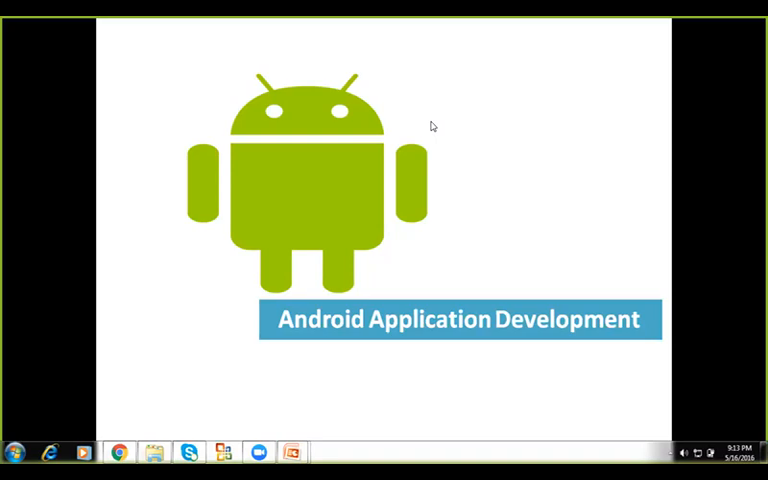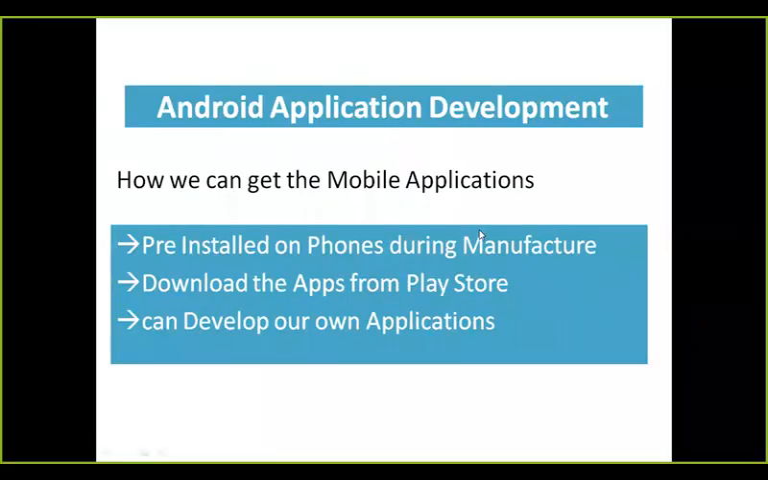The first way is when we purchase a new Android mobile, there itself in the mobile we have pre-installed applications, installed on phones during manufacture. At manufacturing time, Google maintains inbuilt applications in the Android mobile device, such as Google Maps, Hangouts, YouTube. All the applications that come inbuilt when you purchase the mobile are pre-installed mobile applications on your Android phone. That is the first way we can get mobile applications.